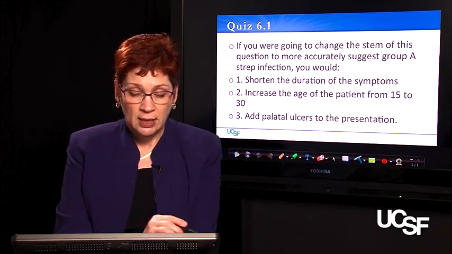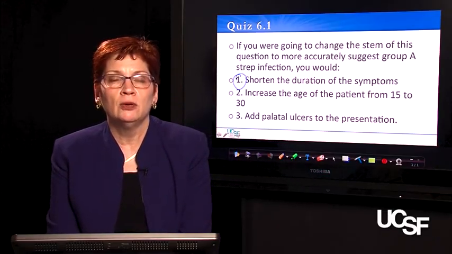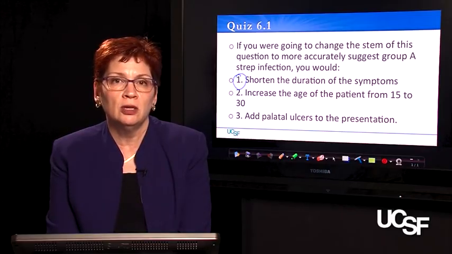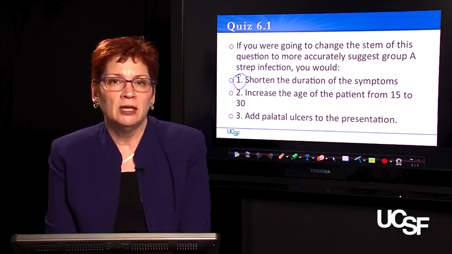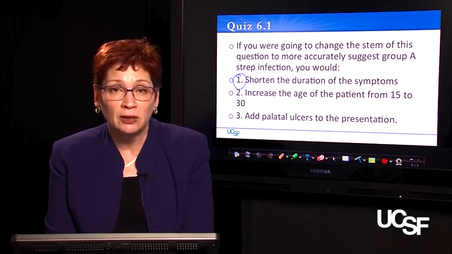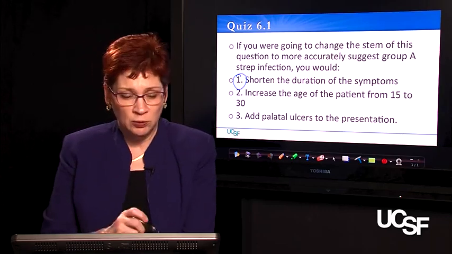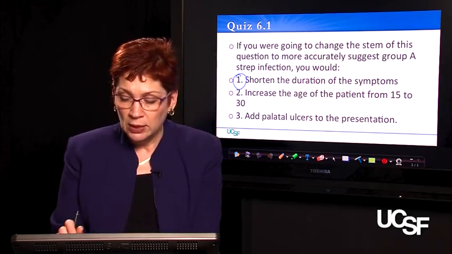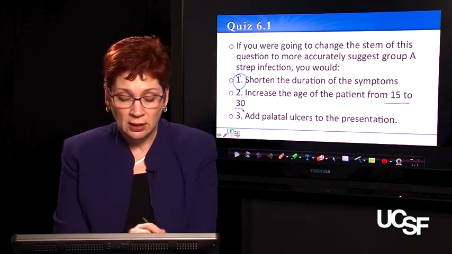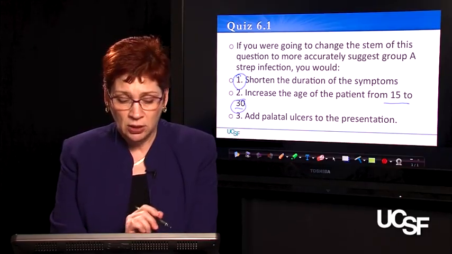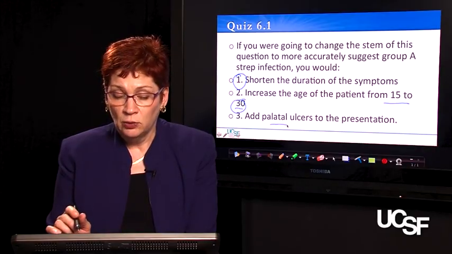Well, the answer, of course, is that you'd shorten the duration of symptoms. So if instead of a convenient fiction showing you that the most likely answer was infectious mononucleosis, you said he's got symptoms for 3 days, that's going to make me think more of strep throat. Of course, you'd also have to get rid of the hepatosplenomegaly and the posterior cervical nodes, but this would be the first step. Increasing the age of the patient from 15 to 30 wouldn't make sense because strep throat doesn't usually affect adults that much. And adding palatal ulcers would not be the right answer for a group A strep infection.